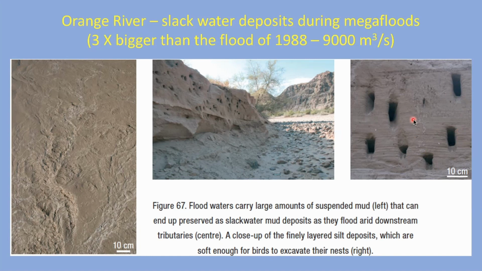And these are very valuable because we can date them and we can determine when the Orange River flooded in the past. Now, some of you might be familiar with the large flood of 1988. It was a major flow of water, about 9,000 cubic meters. But there's evidence from the deposits that there were even larger floods in the past, maybe on the order of 3 times the size of the 1988 flood. So really spectacular volumes of water coming down, maybe on a cycle of about every 1,000 years.